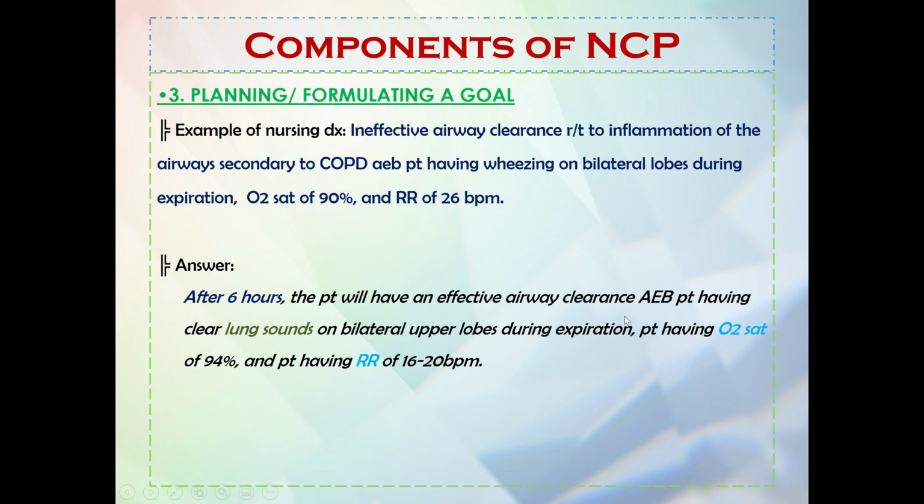Specific siya. Okay? This plan is specific kasi kita natin kung ano yung mga gusto nating i-measure. Ano yung mga parameters na gusto nating mangyari. Okay? And then measurable. So ayan, kitang-kita natin na it can be measured, it is quantifiable. Like for example, O2 sat from 90 gusto natin maging 94. RR from 26 gusto natin maging 16 to 20. So that is measurable. Next, attainable.